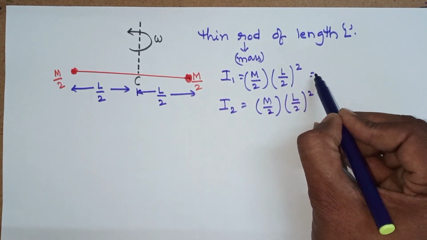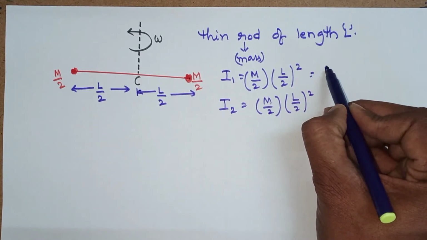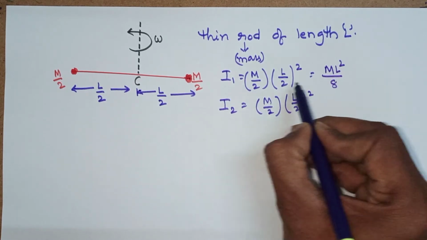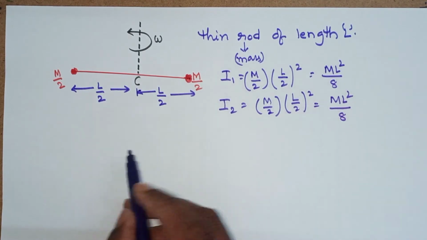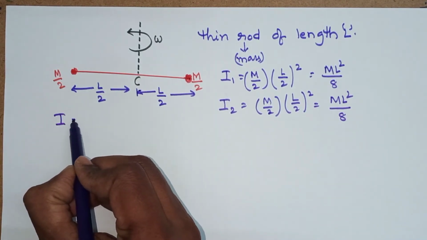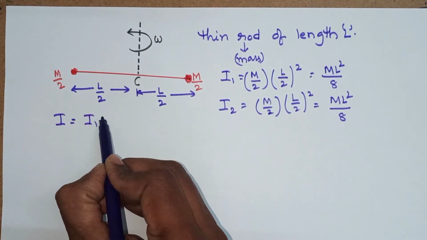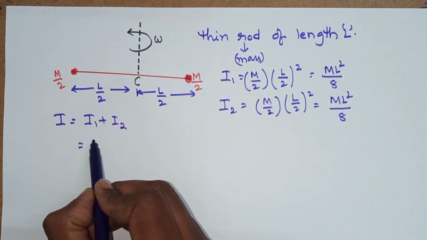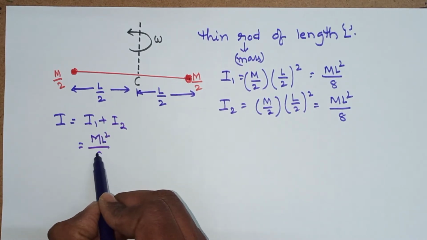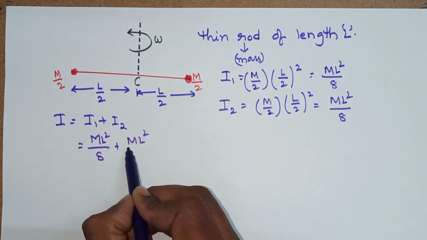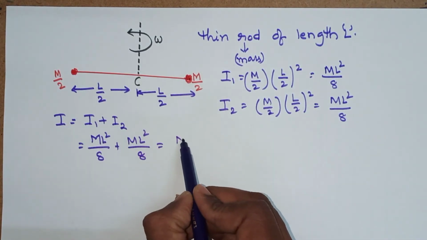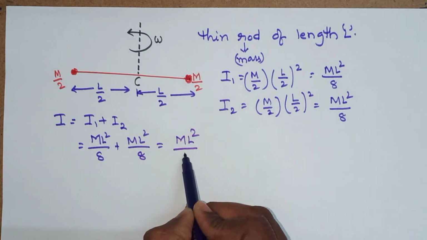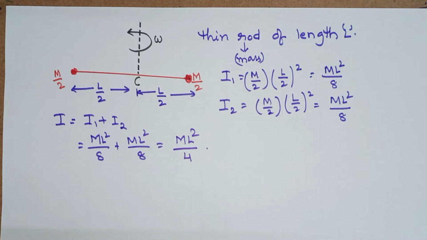So here what is happening? m L square by 8, 4 into 8, m L square by 8. Total moment of inertia is equal to I1 plus I2, which is equal to m L square by 8 plus m L square by 8, which is the system. This is called the system moment of inertia, m L square by 4. This is the moment of inertia.